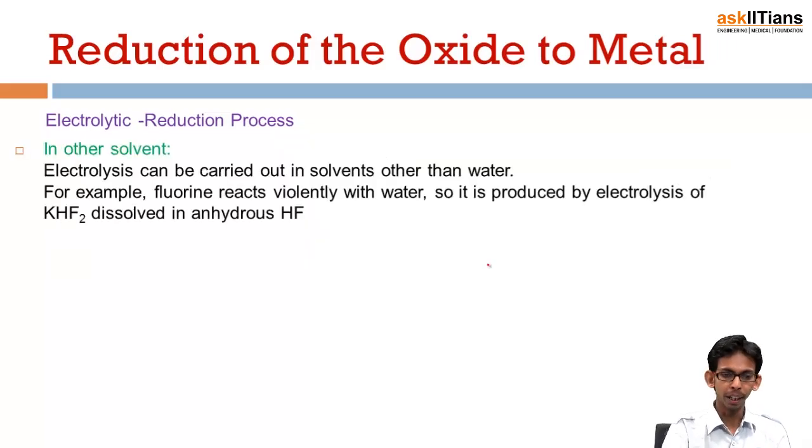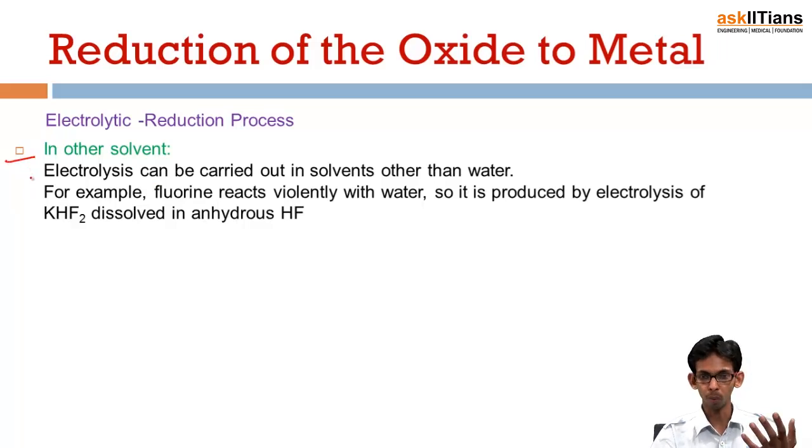Now electrolysis may be done in two ways. The first is in any other solvent. We just add the ore along with some other solvent. The electrolysis can be carried out in solvents other than water. For example, fluorine reacts violently with water, so it is produced by electrolysis of KHF2 dissolved in anhydrous HF. In general, electrolysis is done by adding something into water and then passing electricity. But the product formed may react with water, so it is not useful. In that case, we need to take a solvent other than water.